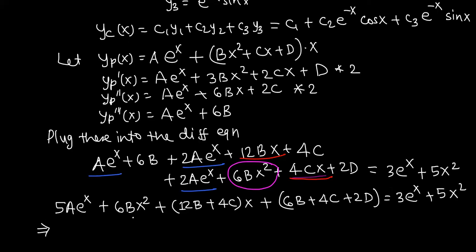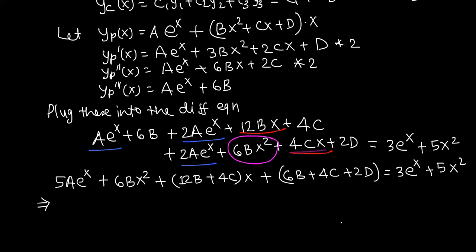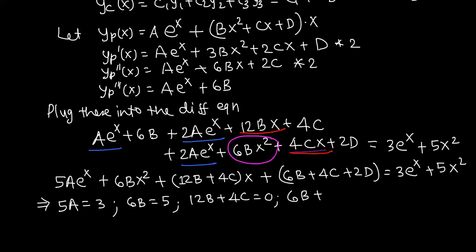This implies the left hand side is equal to the right hand side. That means the corresponding coefficients should match. For e^x, the coefficient is 3 and on the left it is 5a, so 5a should be equal to 3. Here is 5x squared, so the coefficient 5 should match 6b. There is no x term, that means 12b plus 4c should be 0, and similarly there is no constant term, that means 6b plus 4c plus 2d equals 0.